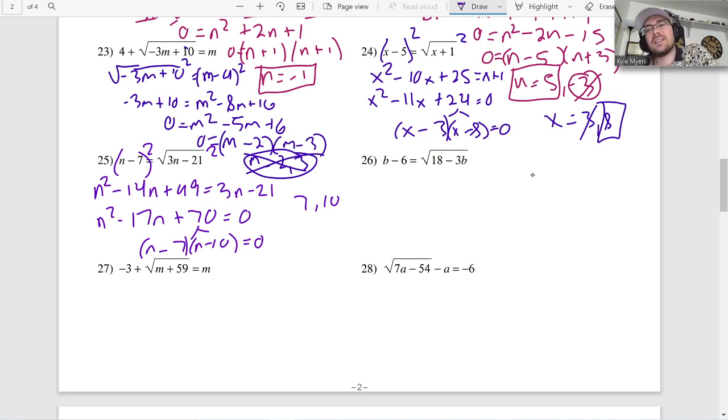21 minus 21 is 0. Square root of 0 is 0. Yeah, actually, that works. And then 10 minus 7 is 3. So left-hand side, 3. 10 times 3 is 30. 30 minus 21 is 9. Square root of 9 is 3. So that works. Both work.